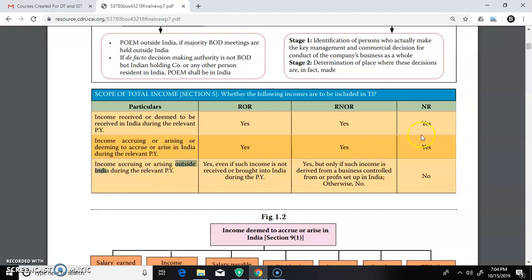Now, accruing or arising outside India: then we have conditions. For non-resident, it is a flat no. Does income have to be included? No. Here, yes, but with conditions. Yes, even if such income is not received or brought into India. Here, yes, but only if the income is derived from a business controlled from India. Otherwise, no.